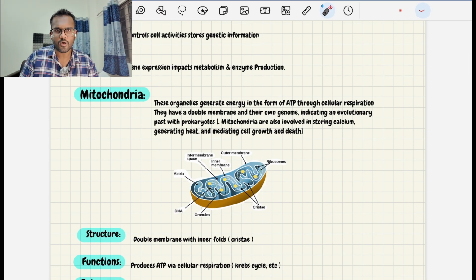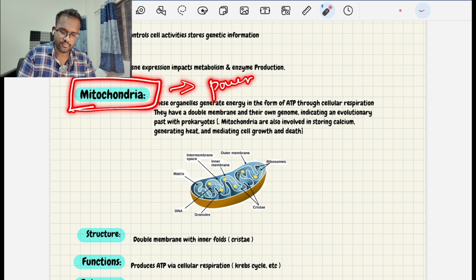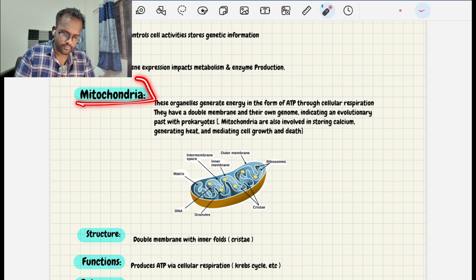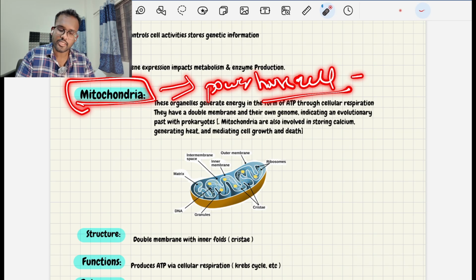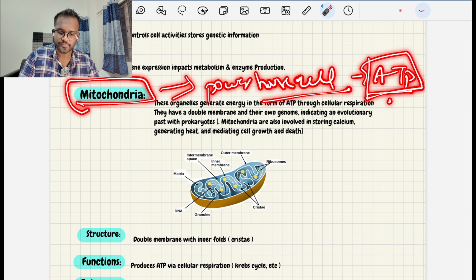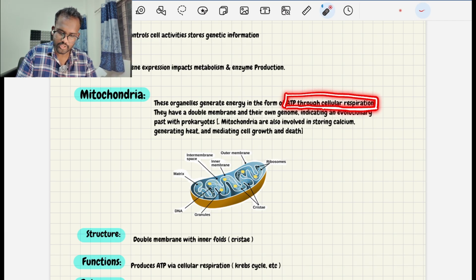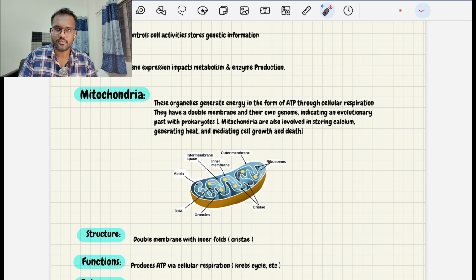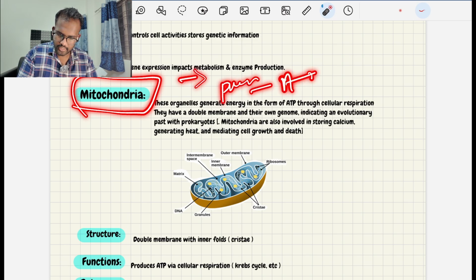So next we have a very common but important organelle, that is the mitochondria. Mitochondria is very basic. It is the powerhouse of the cell, and here in the mitochondria ATP is produced. ATP means energy, and it is formed through cellular respiration. You have to remember this, cellular respiration. It has a double membrane and its own genome, indicating an evolutionary past with the prokaryotes. I'll explain prokaryotic and eukaryotic cells in a later part. But right now you have to remember that mitochondria is the powerhouse of the cell and it produces ATP through cellular respiration.